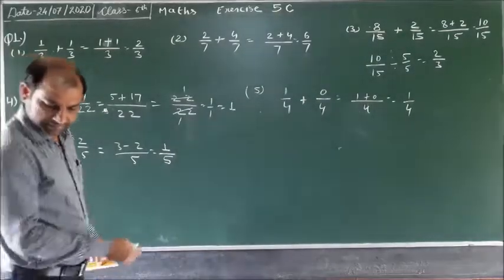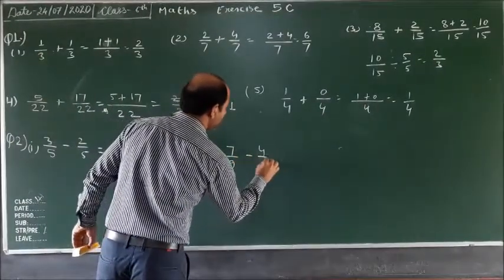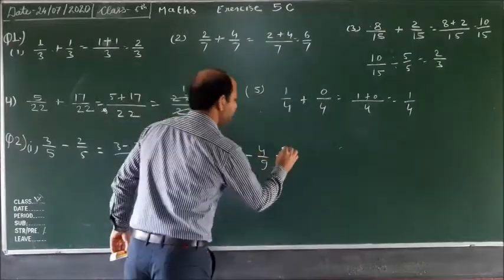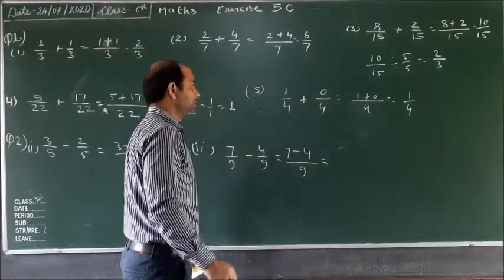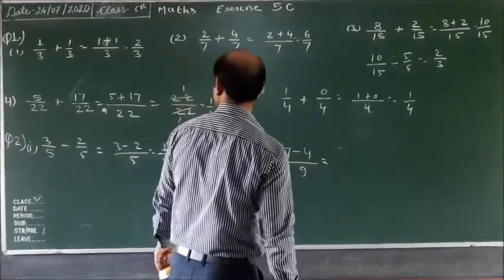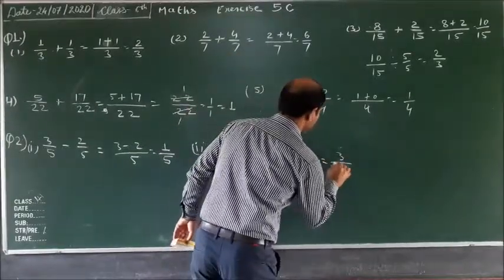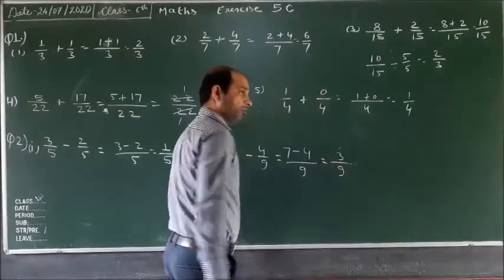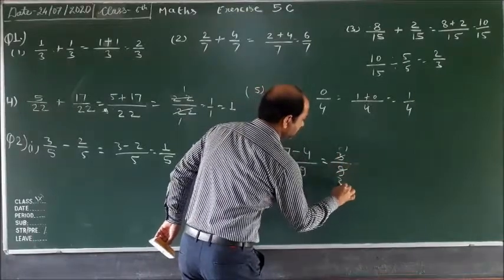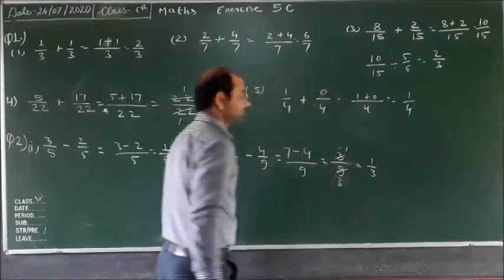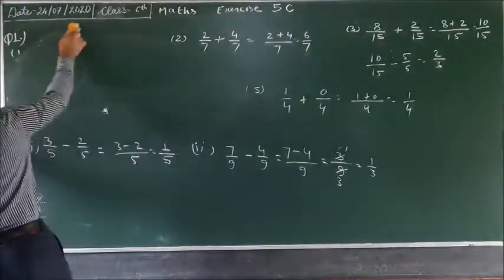Now the second question. 7/9 minus 4/9. Now we write here 7 minus 4 upon 9, equals 7 minus 4 equals 3 upon 9. Now change into the lowest term. This is divisible by 3. 3 ones are 3, 3 threes are 9. Equals 1 upon 3. This is your answer. Okay.